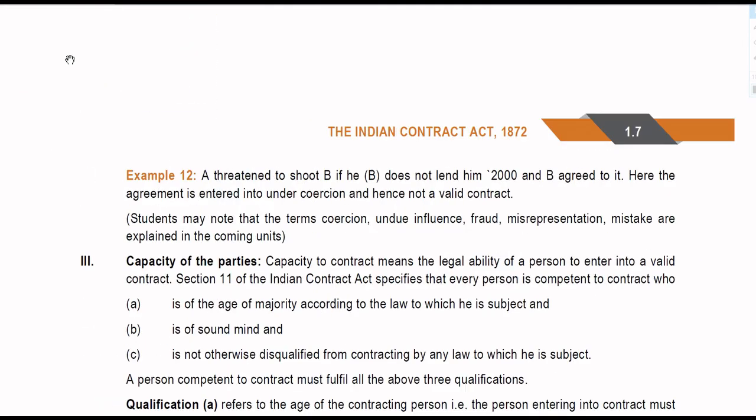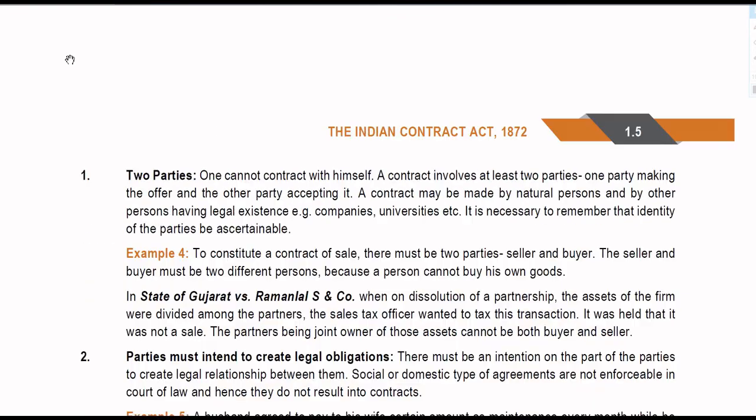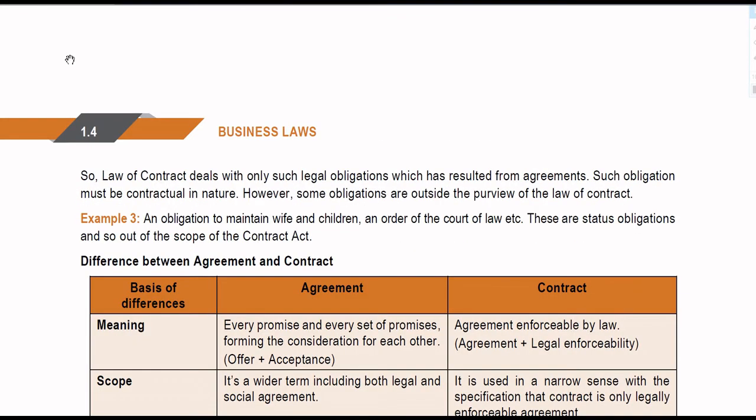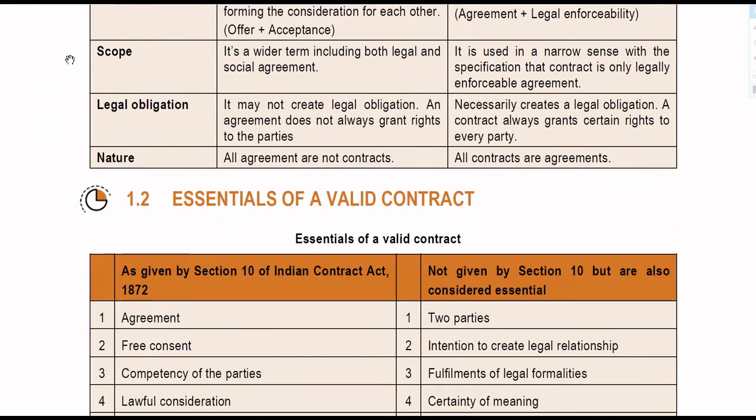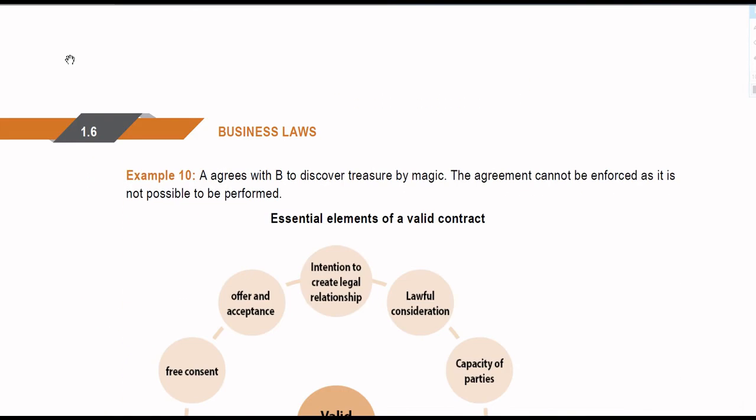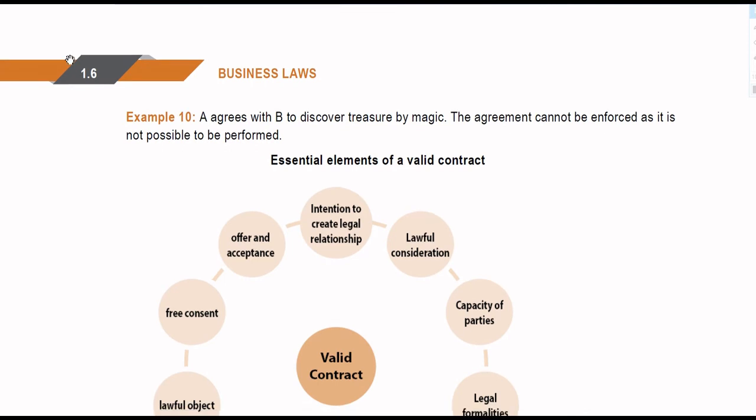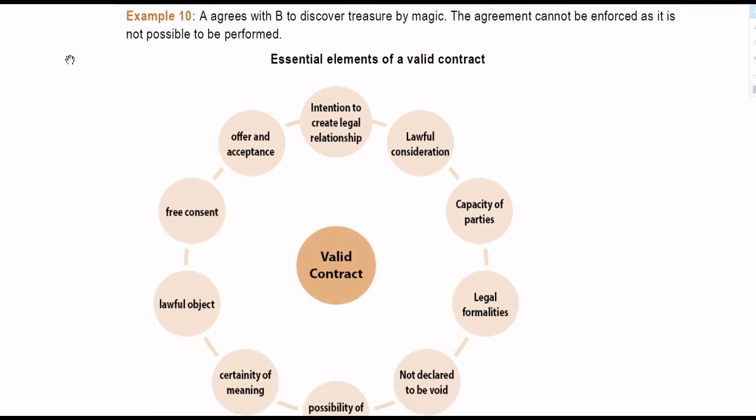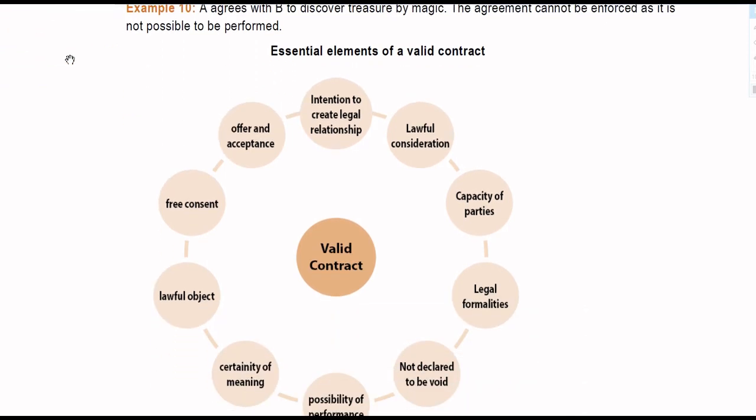Okay. First, we will see what we have studied till now. We will revise what we have studied. We will see the essential elements of a valid contract as per Section 10. I will read out this flow chart.